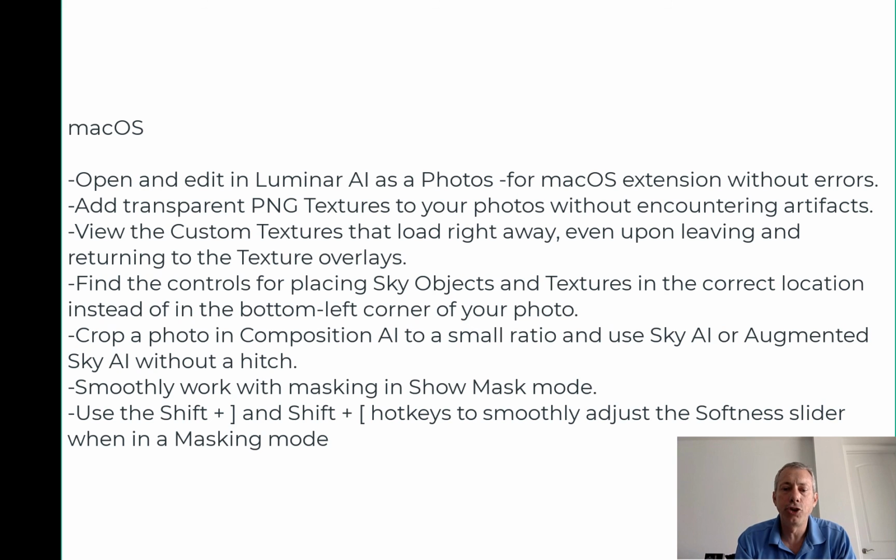Add transparent PNG textures to your photos without encountering artifacts. View the custom textures that load right away, even upon leaving and returning to the texture overlay. Find the controls for placing sky objects and textures in the correct location instead of the bottom left corner of your photo. Crop a photo in Composition AI to a small ratio using Sky AI or Augmented Sky AI without a hitch. Smoothly work with masking in Show Mask mode and use the Shift, left bracket, right bracket hotkeys to smoothly adjust the softness slider in masking mode.